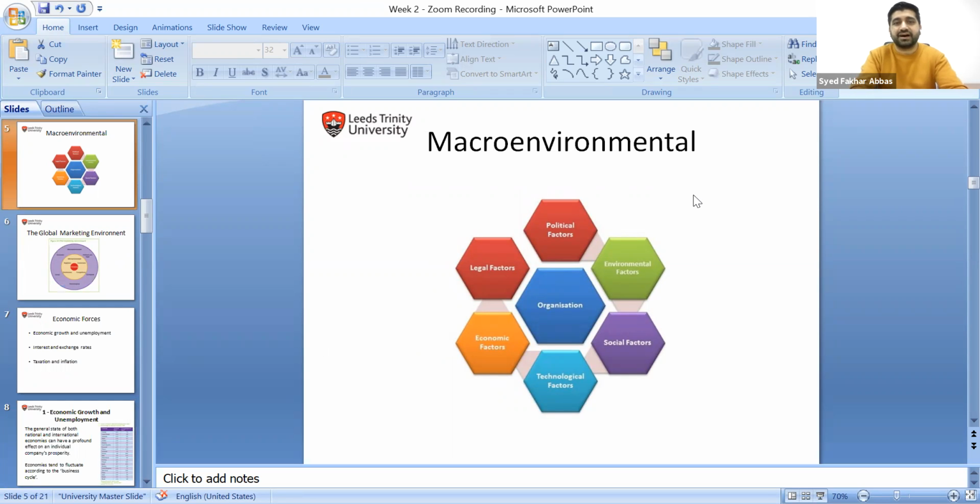Here we can see the macro environmental factors. These affect businesses directly as well. Here is a company, or any organization: political factor, environmental factor, social factor, technological factor, economic factor, and legal factor. So these are six factors. They affect any business directly. We will discuss each factor separately.